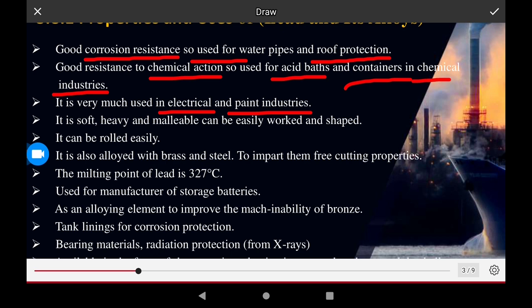It is a soft, very heavy and malleable material. It can be easily worked and saved. It can be rolled easily. It is also alloyed with brass and steel to improve free cutting properties. The melting point of lead is 327 degrees Celsius.